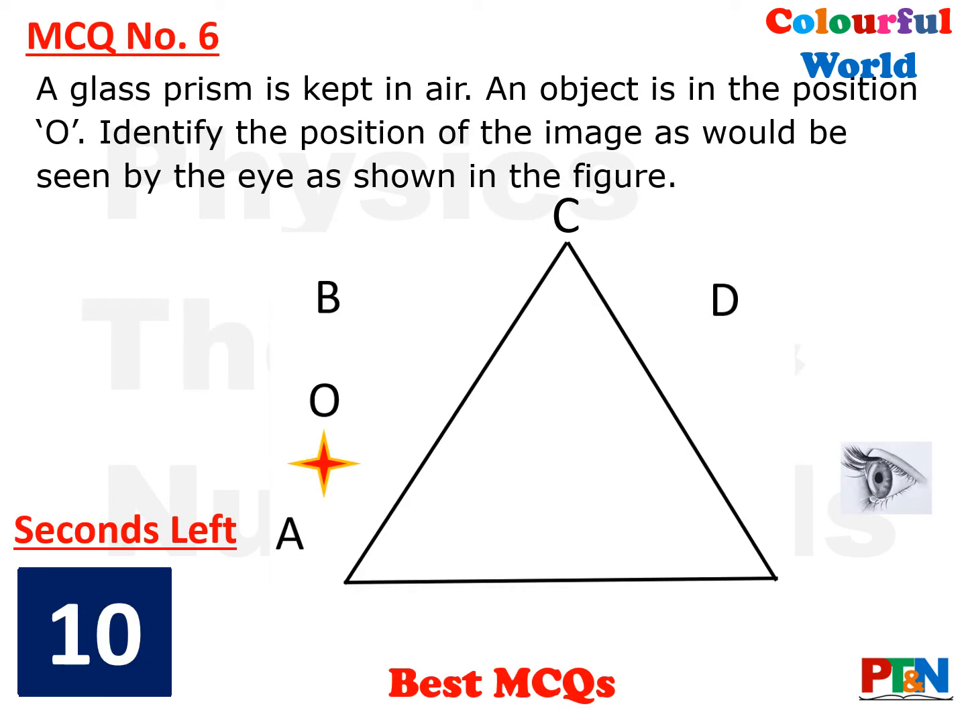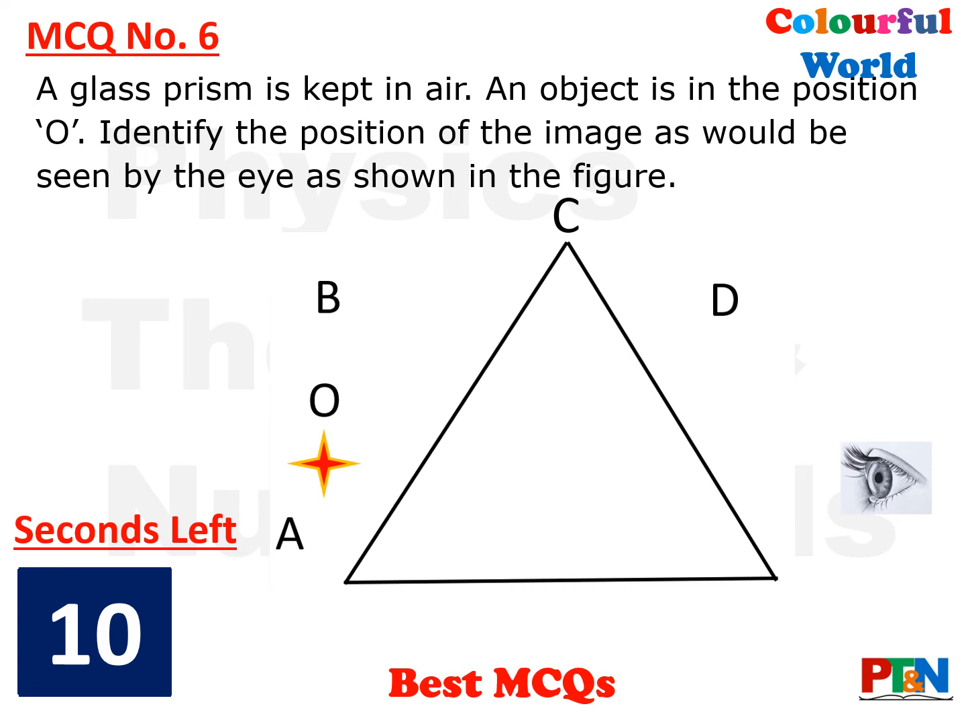Next MCQ. A glass prism is kept in air. An object is shown as O. This is the object, and it is being looked at from the right side. The position of the eye has been shown. You need to find out where will be the position of the image. Four options given, A, B, C, D. Four positions have been shown. In which position will the image be?